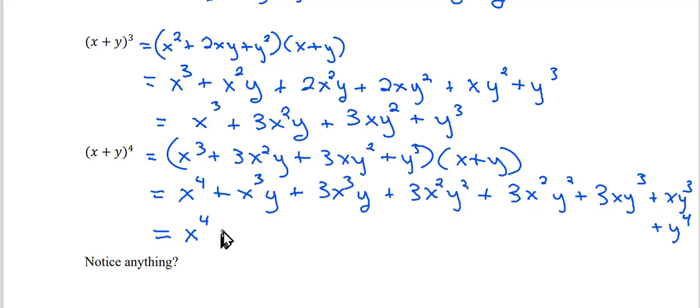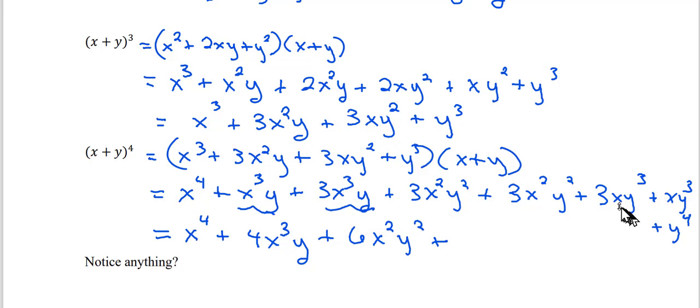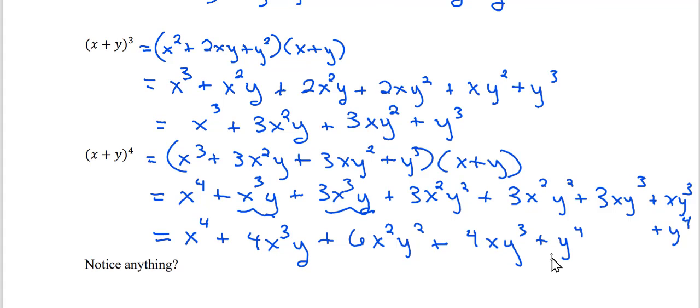Combining like terms, I get x to the 4th plus, looks like these two are like terms, so 4x cubed y. Then I have x squared y squared is 6x squared y squared. Here I have xy cubed in these two places, so 4xy cubed plus y to the 4th. Phew! Okay, well, what's the point here?